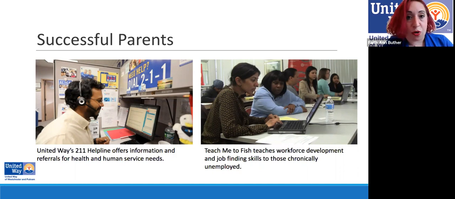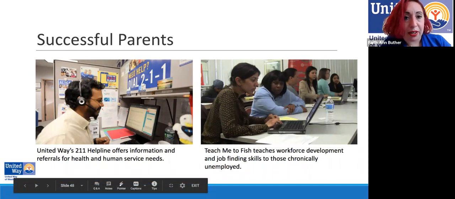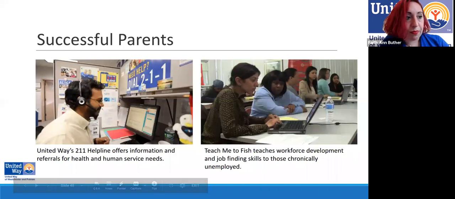And then we also have a workforce development program. So those are some of the ways that we incorporate the pillars of the campaign into our programs.